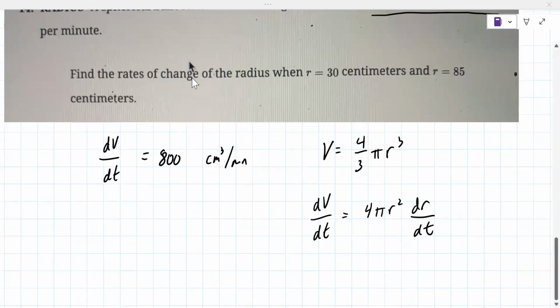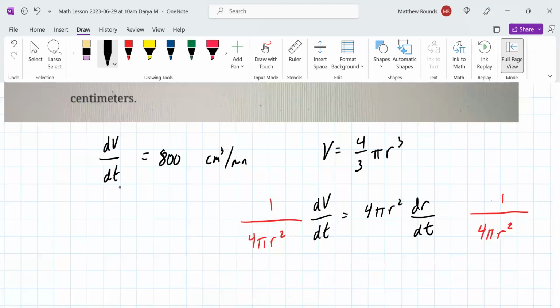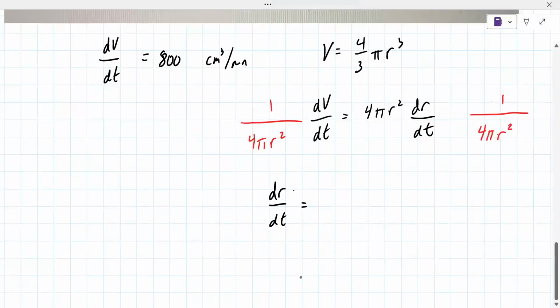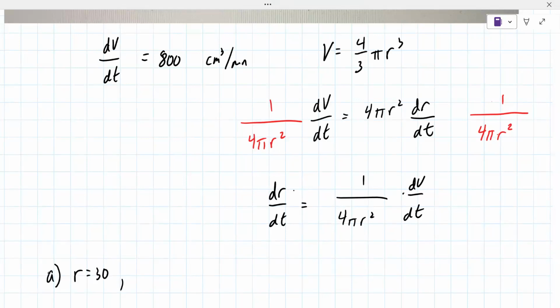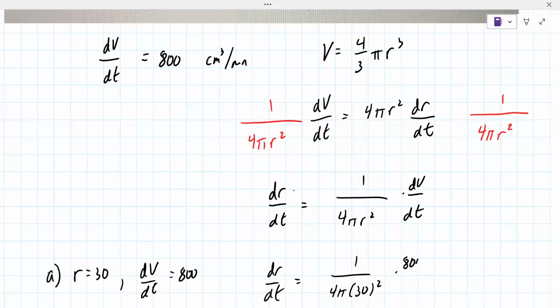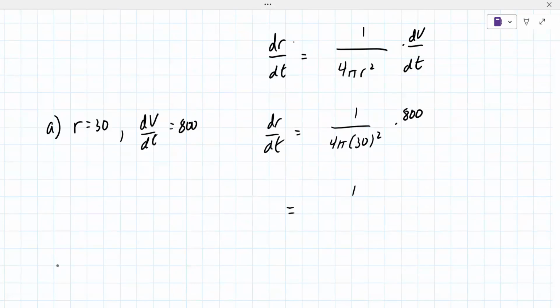But where I was leaving off here is, were you okay with how this was derived? Okay, so this time we're interested in solving for dr/dt. To do that, we clear out the 4 pi r squared, multiplying by 1 over 4 pi r squared. So dr/dt equals 1 over 4 pi r squared times dV/dt. The radius in part A is given as 30, and dV/dt equals 800. So dr/dt becomes 1 over 4 pi 30 squared times 800, which is 1 over 4 pi 900 times 800.